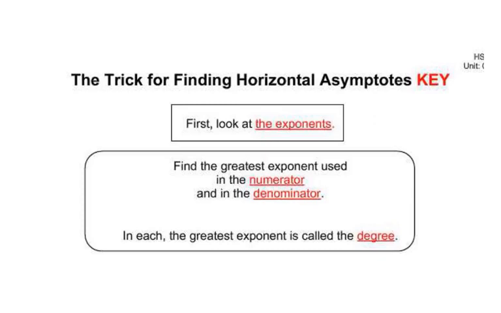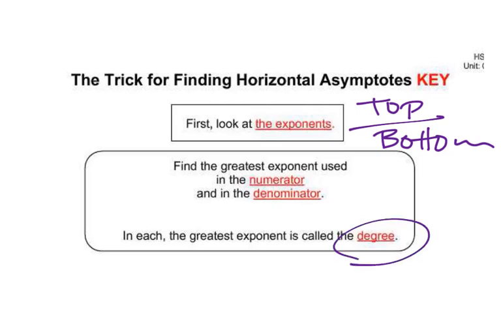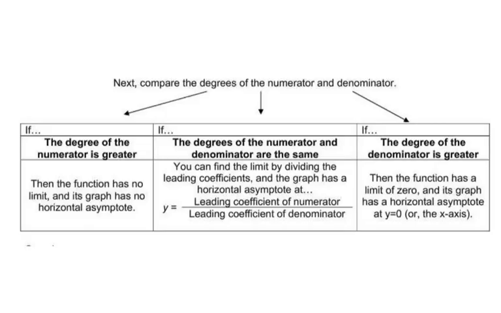Okay, so now let's talk about the trick for finding horizontal asymptotes. Unfortunately, it's not quite as easy as the vertical. First thing you have to do is look at the exponents, and we're talking about the top and the bottom of your fraction. Find the greatest exponent used in the numerator and the greatest one used in the denominator. When you've done that, what you have found is called the degree of each part of the fraction. If the degree of the numerator is bigger, then there is no horizontal asymptote.